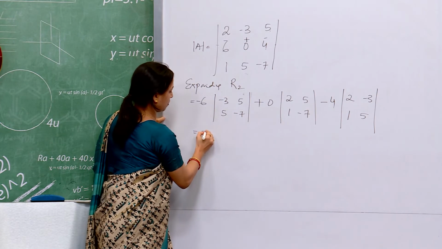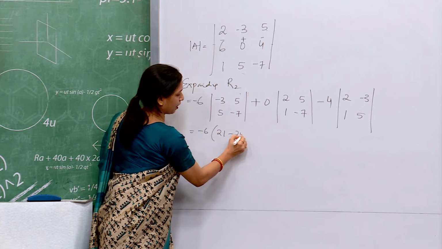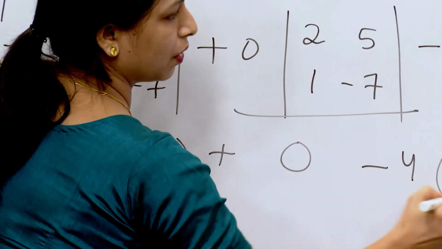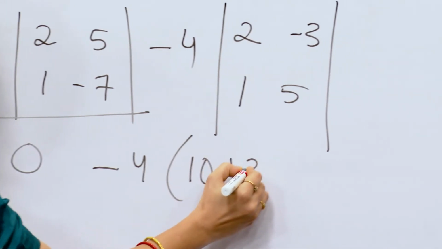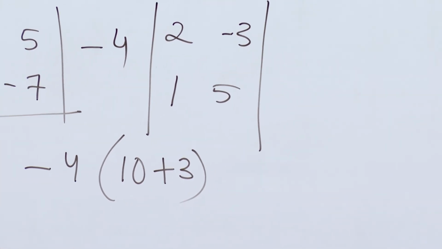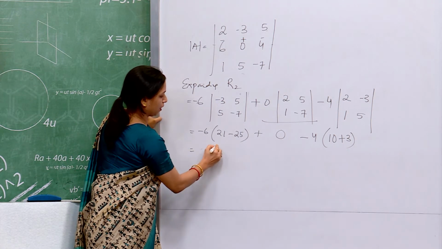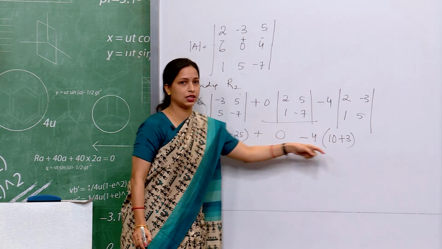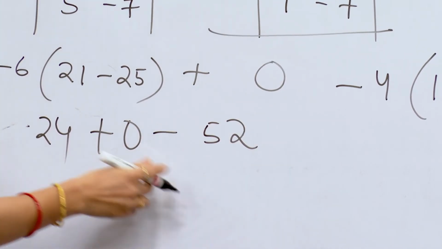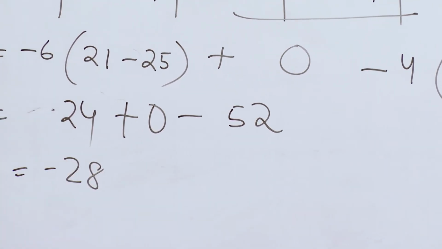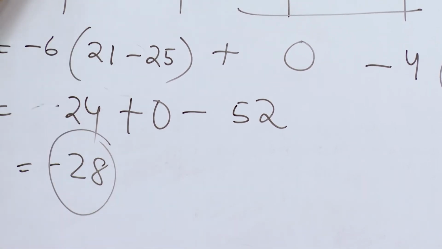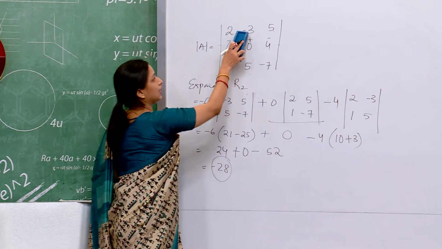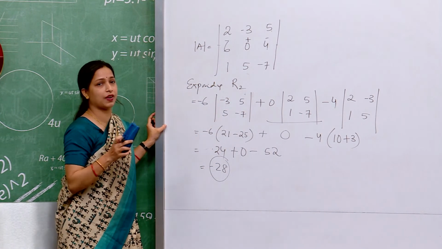Now we do the calculation. So minus 6, this is 21, minus 25, plus the result will be 0 because 0 multiplied with 0 is 0. Minus 4, here we get 10, minus 3, minus 3, so it becomes plus 3, right? So here we get minus 6 into minus 4, that is 24, right? Plus 0, and here we get minus 4 into 13, that is 52. So we get minus 52. So the resultant is minus 28. So this is the value of this determinant. Now, if we use the property, it says that if we interchange the rows into columns or the columns into rows, the value will remain unchanged.